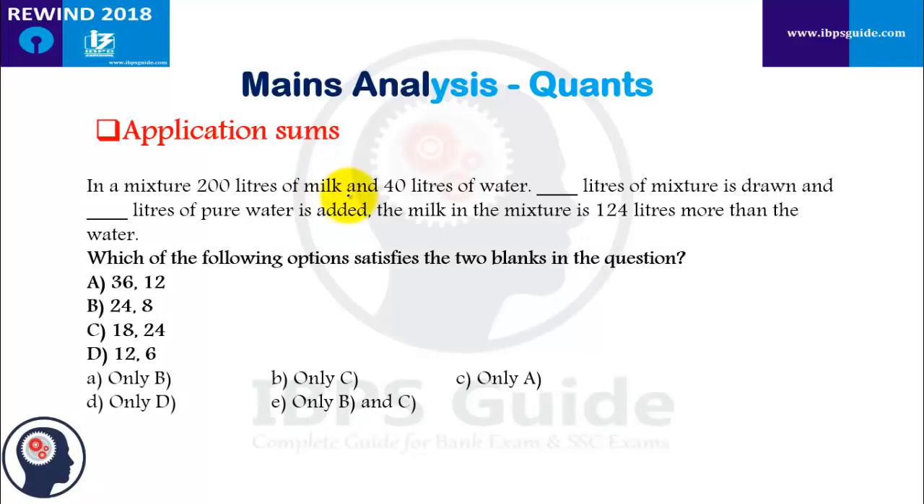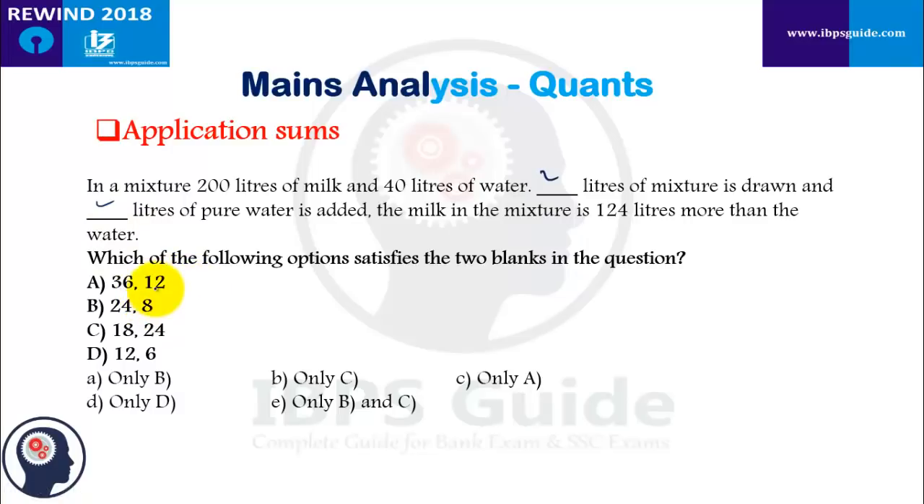Okay. See, in application sums, how the pattern has changed. See, in a mixture of 200 liters of milk and 40 liters of water, blank liters of mixture is drawn and blank liters of pure water is added. So you have to calculate the value of these two blanks. Okay. So how can you approach such type of questions? You can solve such type of question by using the option method.